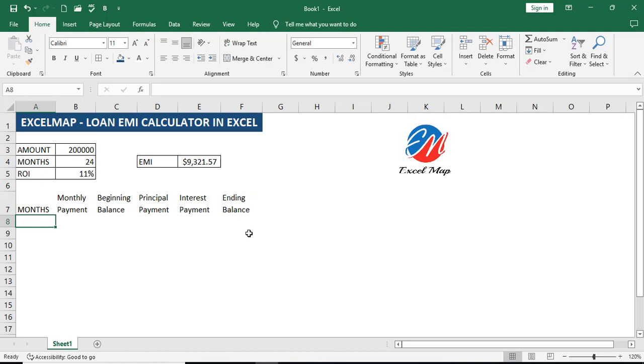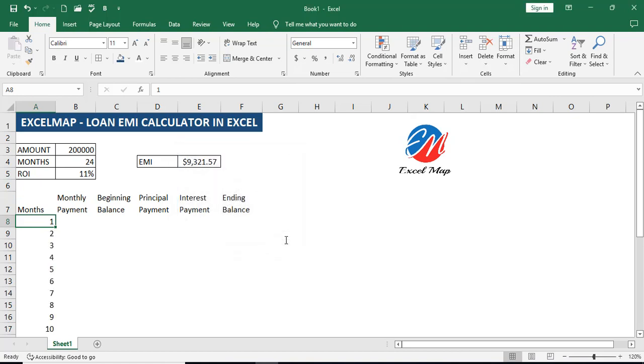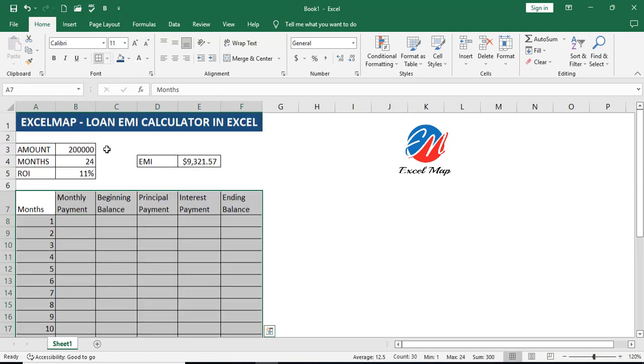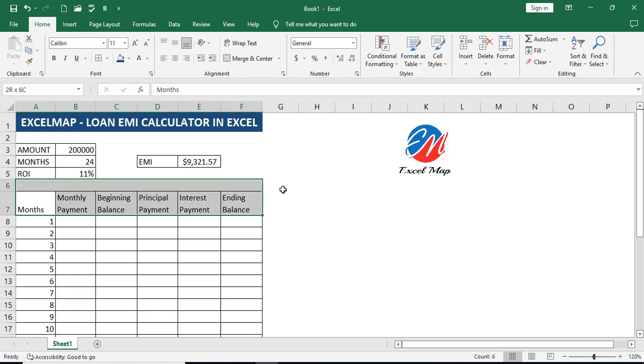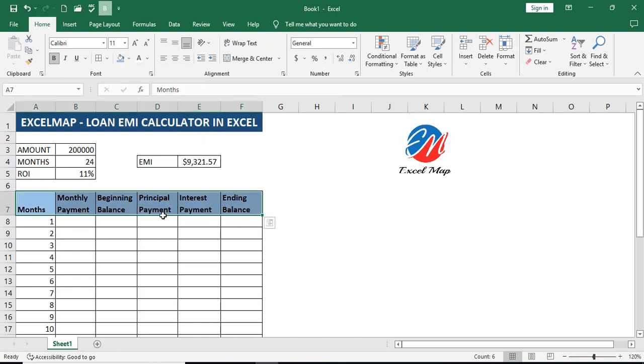Okay, we'll calculate all these things now. First, I'm taking months. First type 1 and go to the fill series, Alt HFIS. Next columns 1 to 24. See, we got the 24 months. Then apply the borders. Do some kind of formatting.